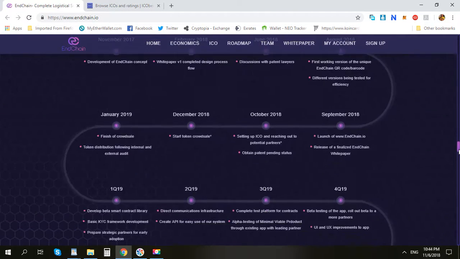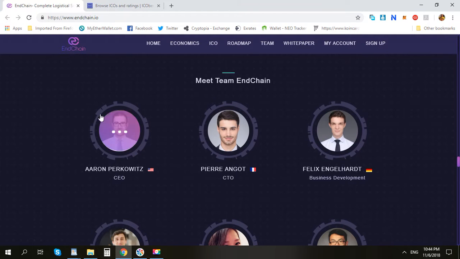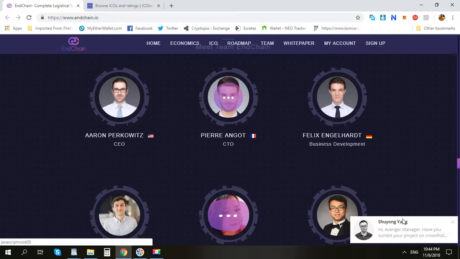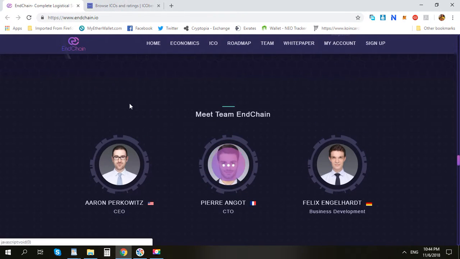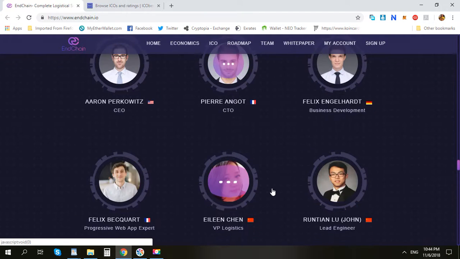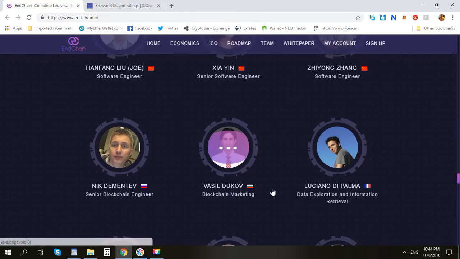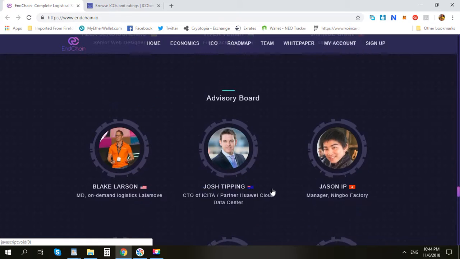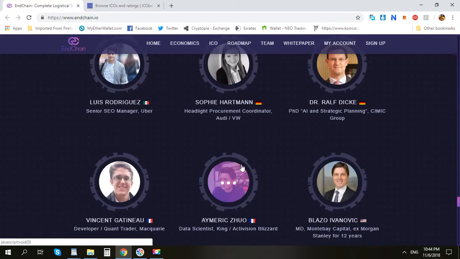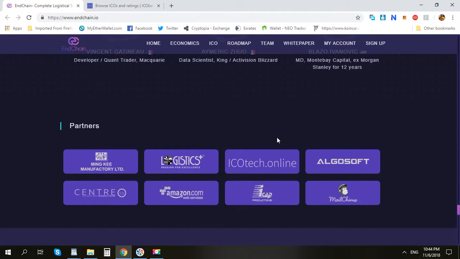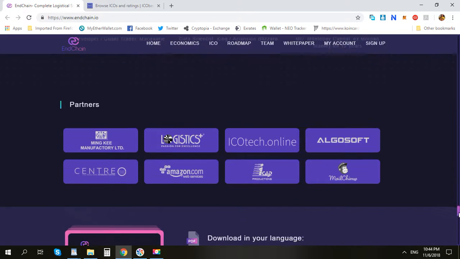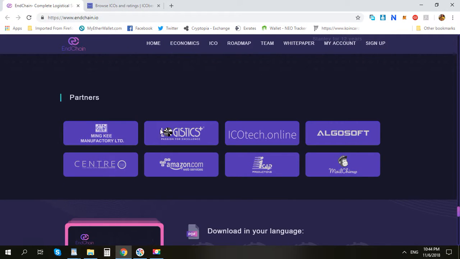And now we can go to the team. They have a lot of members, a strong team, and all of them have full experience. You can see right here. Advisors also. The information on the team is very clear, and there are links on the website you can check out later. They also have very strong partners right here.